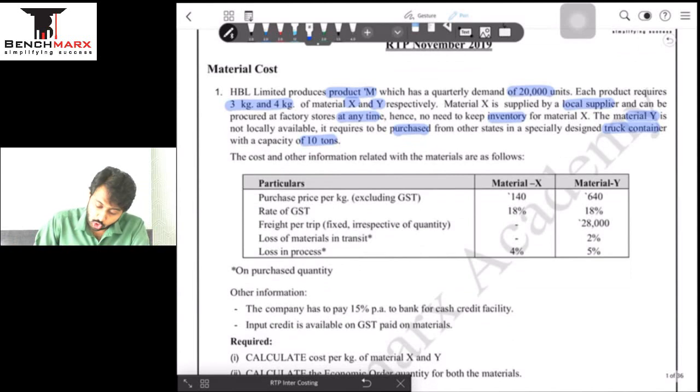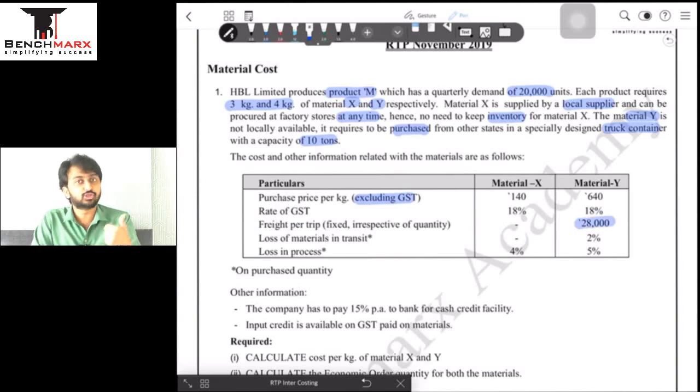The cost and other info of this material is as follows. So for each input, X and Y, the price is given, which is excluding GST. As I said, GST becomes a cost only if it is not refundable or input credit is not available. So 140 and 640. Rate of GST is 18%. Freight per trip is fixed irrespective of the quantity. Now this I can see only for material Y, because X is locally available.